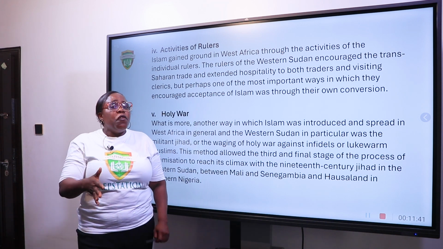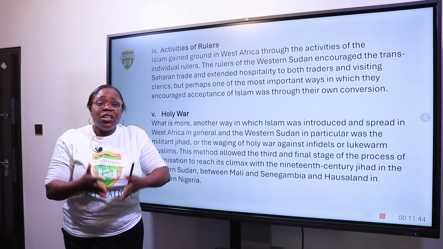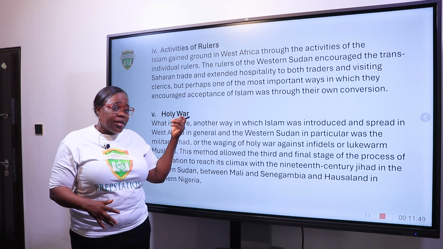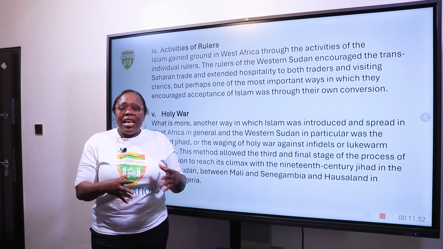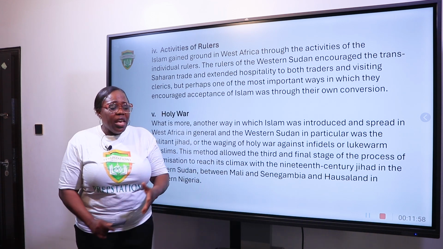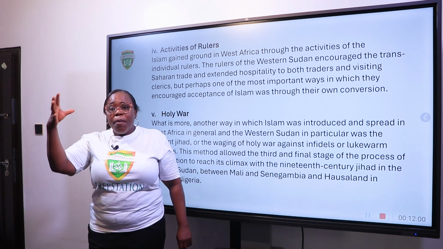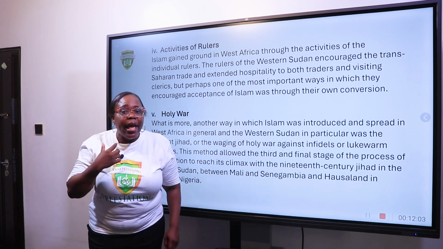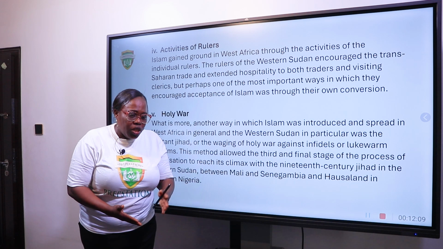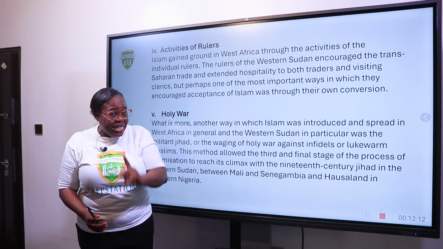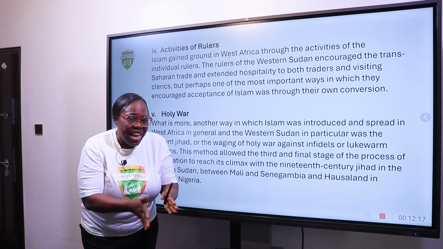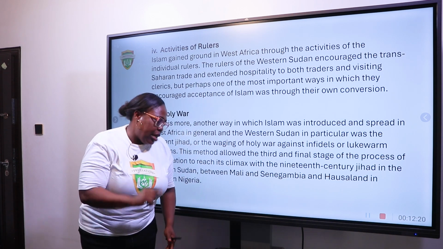Then another thing Usman dan Fodio did was to create a right worship. At that time, when Islam was introduced, we read that they also practiced Islam with traditional worship. So what Usman dan Fodio did was to give a clear-cut direction. The women should cover their hair, the men should keep their beards, a proper way of worship, a proper way of practicing Islam. So Usman dan Fodio came to create an order of how Islam should be practiced. Please take note of this.